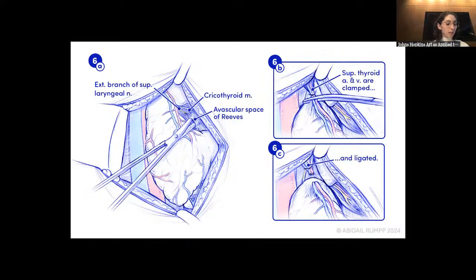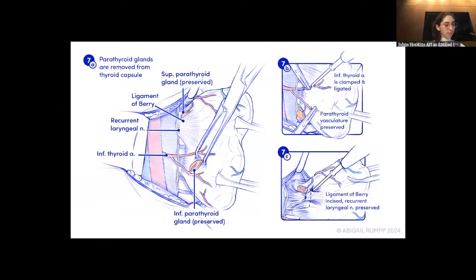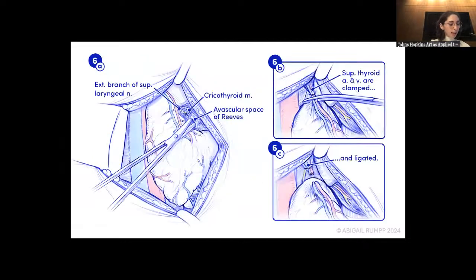From medial to lateral, the avascular space of Reeves is opened. This critical landmark, which can also be called the friendly space of Reeves, is a safe plane to dissect in to avoid damaging the external branch of the superior laryngeal nerve. The nerve is then dissected from medial to lateral, staying close to the thyroid and separating it from the muscle. Once dissected, it's safe to ligate the superior thyroid artery and vein.